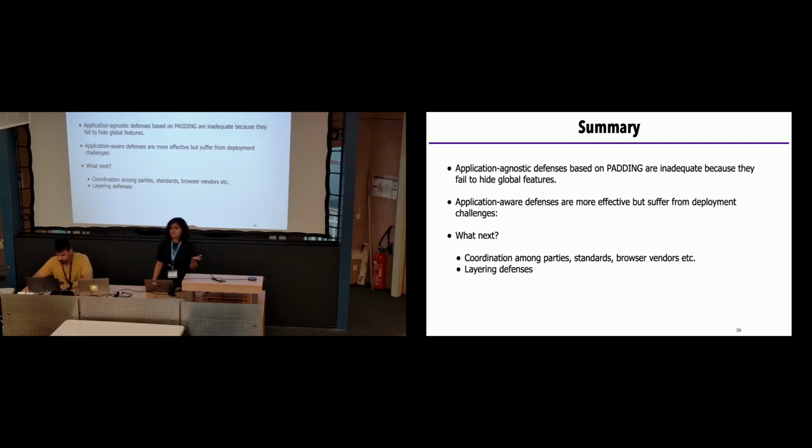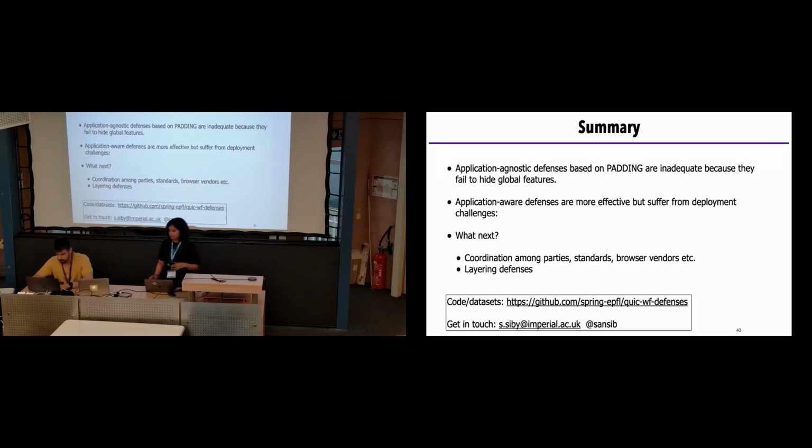But there are a few things we can look at. We can think about coordination among standards bodies, browser vendors and the parties, about standardizing resources on websites. And finally, there's also a lot of work, including the previous talk, which was about connection migration and things like that, where we can layer defenses, where we can have padding, but also things like rotating connection IDs to remove linkability between packets. Yeah, that's it.